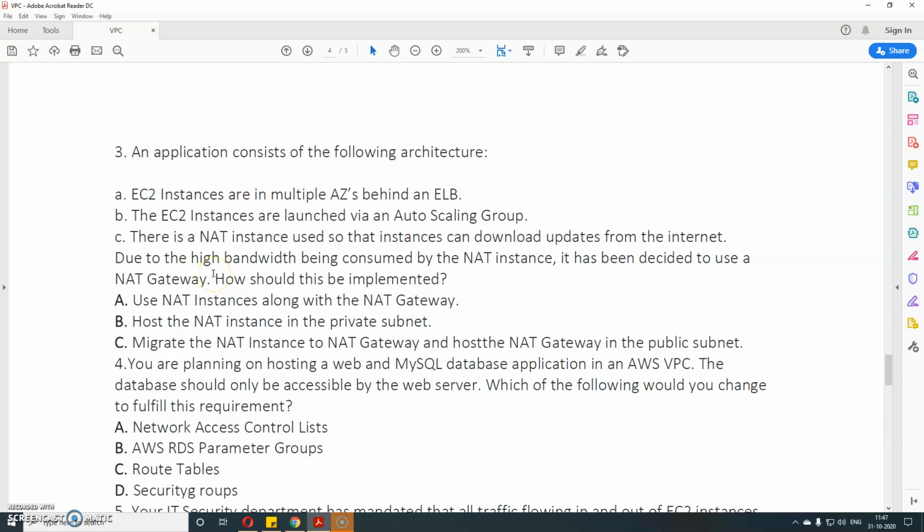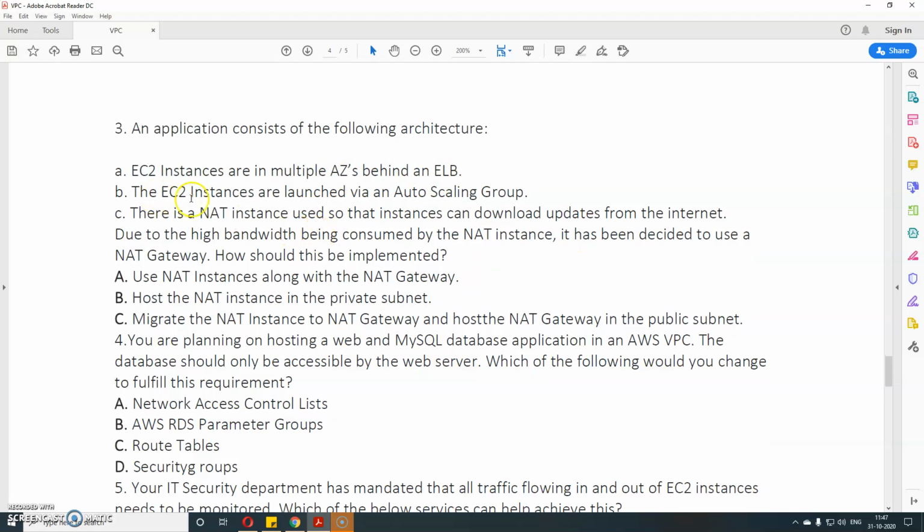So an application consists of the following architecture. EC2 instances are in multiple AZs behind an elastic load balancer. Then the EC2 instances are launched via an auto scaling group. There is a NAT instance used so that the instances can download updates from the internet. Due to the high bandwidth being consumed by the NAT instance, it has been decided to use a NAT gateway. How should this be implemented?